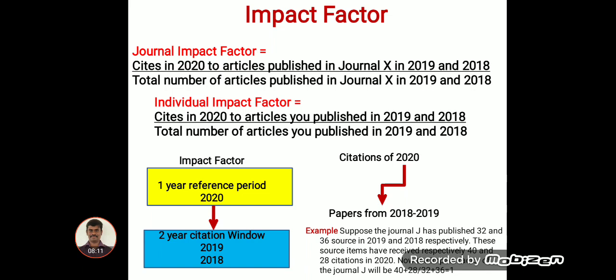Whereas an individual researcher's impact factor is also calculated similarly. So the citations in the current year, that is 2020, to the articles you publish in the previous 2 years, 2019 and 2018, divided by the total number of articles you published in 2019 and 2018. So that is how the journal impact factor as well as the individual researcher impact factor is calculated.